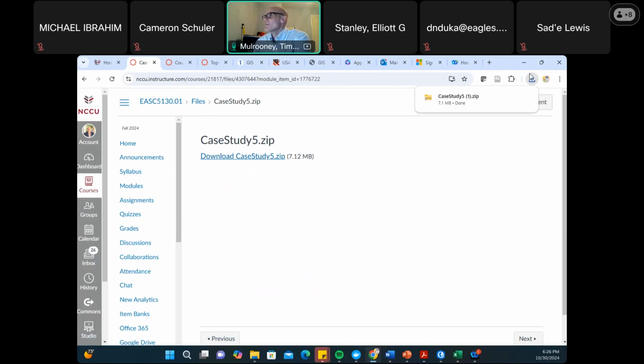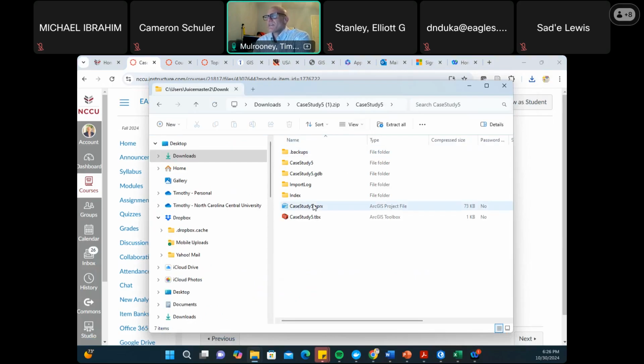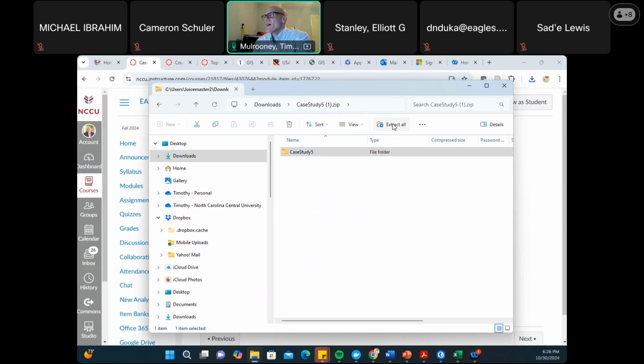So you can see right here in my downloads, I've already opened up before, I have case study 5.zip. I'm going to click on this. Here it is. Make sure you click extract. Because when I click on this, you can see it's got the case study 5, it's got the GDB. This is basically the geodatabase that contains all the points, lines, polygons, attributes, everything as well. But make sure you click extract. Okay, click extract. And I go over here.